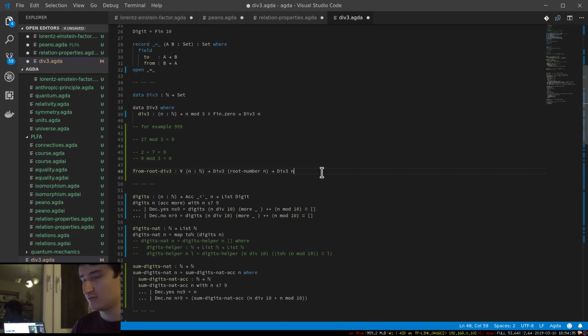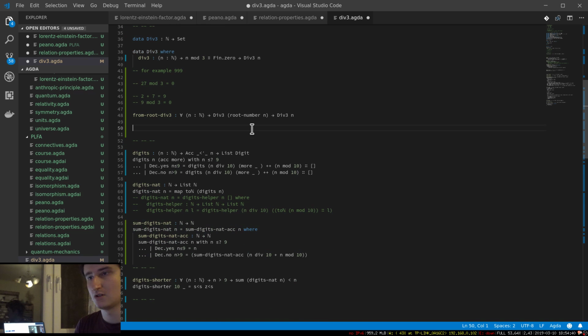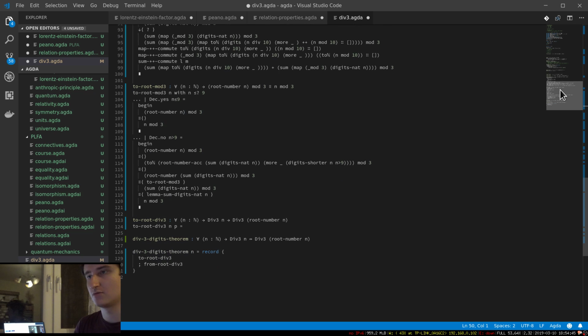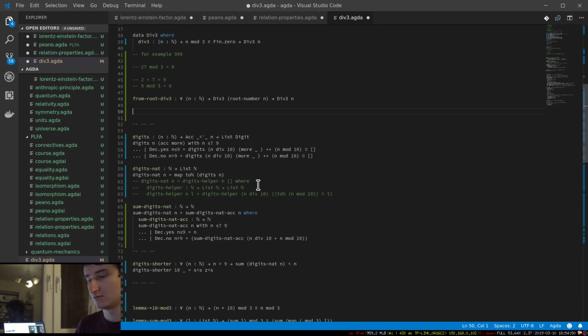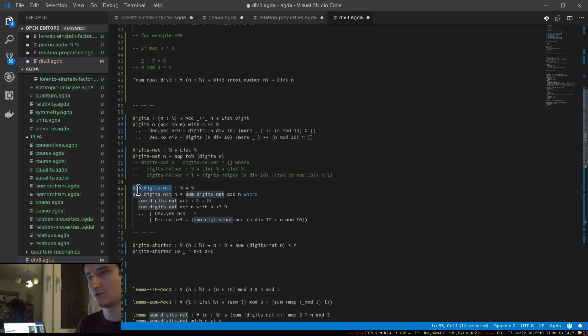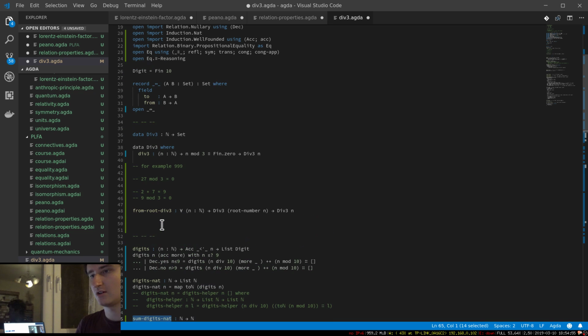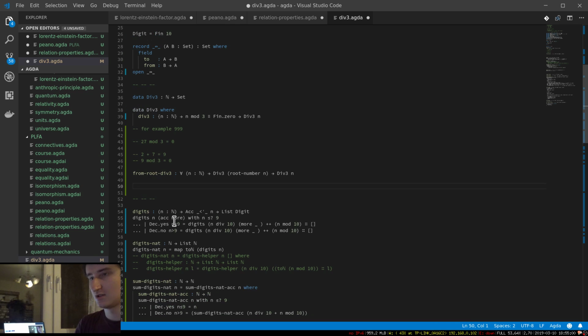So in other words, what we are trying to say is that once we sum the digits, the remainder after division by 3 is preserved. We have a number n. We sum its digits, we add up all digits, and this root over 3. So in other words, a remainder after division by 3 is equivalent to this.